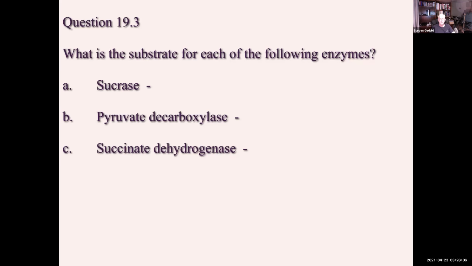So what is the substrate for each of the following enzymes? So sucrase is going to break down what? Sucrase is going to break down sucrose. Pyruvate decarboxylase is going to break down pyruvate. Takes the carbonyl group off. Succinate dehydrogenase is going to break down succinate. It takes away hydrogen molecules. You can get that right from the names of those.